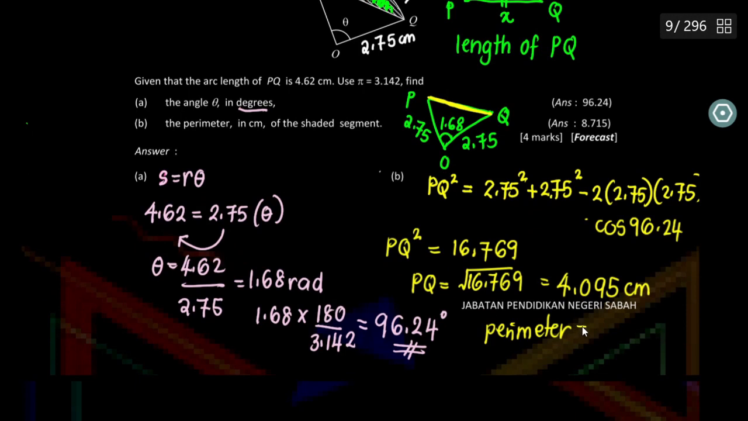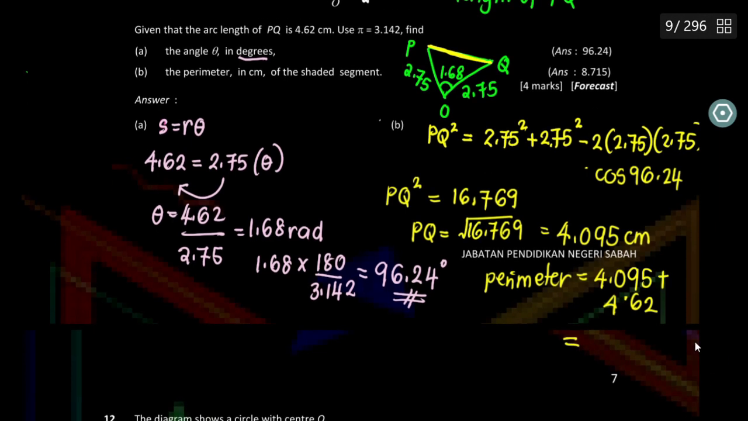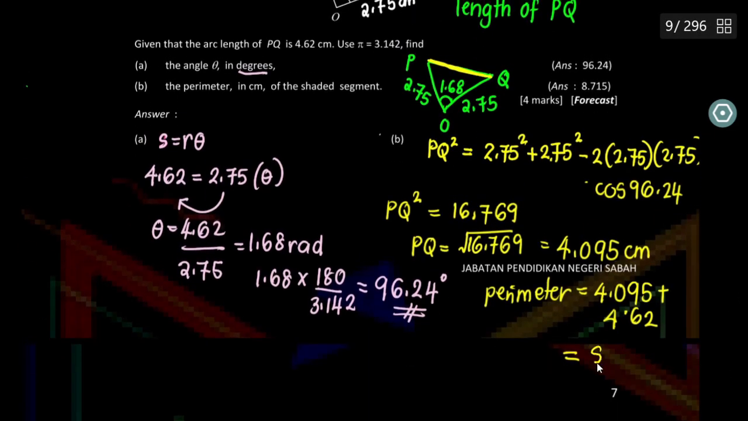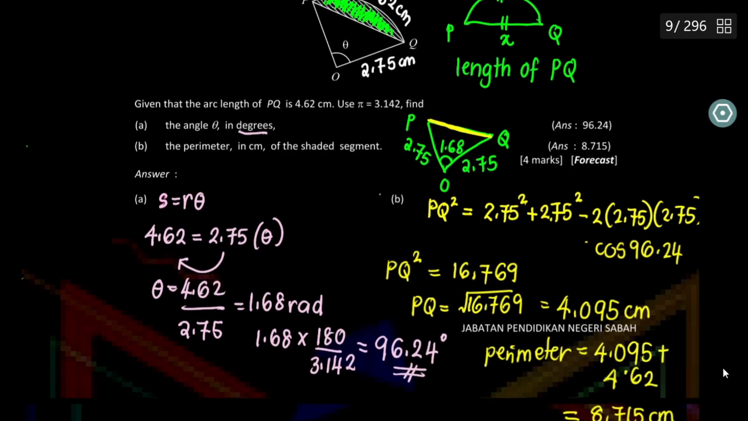So since we already got our PQ, take PQ's length for the perimeter of the shaded one. Take the PQ, 4.095 plus, what do we have here? 4.62, the arc, 4.62. So our final answer, 4.095 plus 4.62 is 8.715 centimeter. Okay, so I hope this is clear. These questions are still easy for us to get the answers, 4 marks.